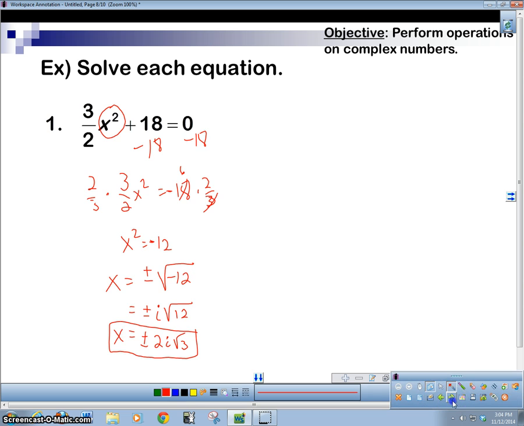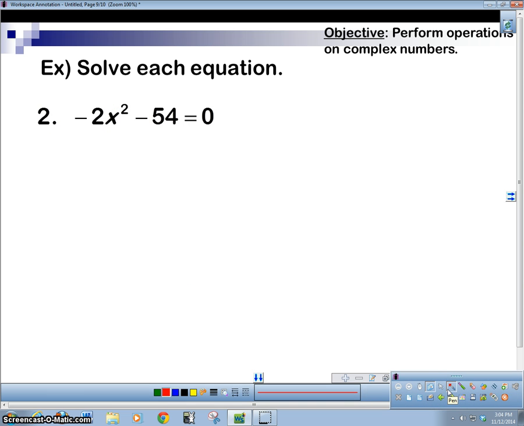Okay, last one here today. Actually, I got 2 more. One more example of this. Again, try it as a practice problem. We'll go on here. So we're going to add 54 to both sides. Negative 2x squared equals 54, right? And then we're going to divide by 2. So divide that by negative 2.